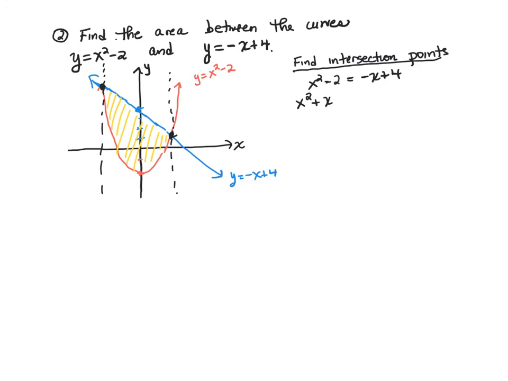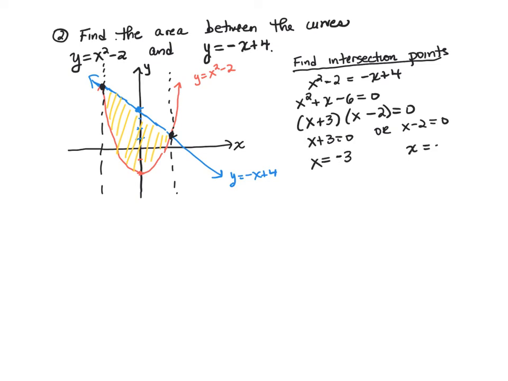I add the x and I subtract the 4 and I get this quadratic, and we factor to x plus 3 times x minus 2. And we get that x plus 3 is 0, or x minus 2 is 0. So that means the intersection points are at x equals -3 and x equals 2, which looks about right. This looks like x equals -3, and this looks like x equals 2. We should also get the y values, but they're not necessary here.